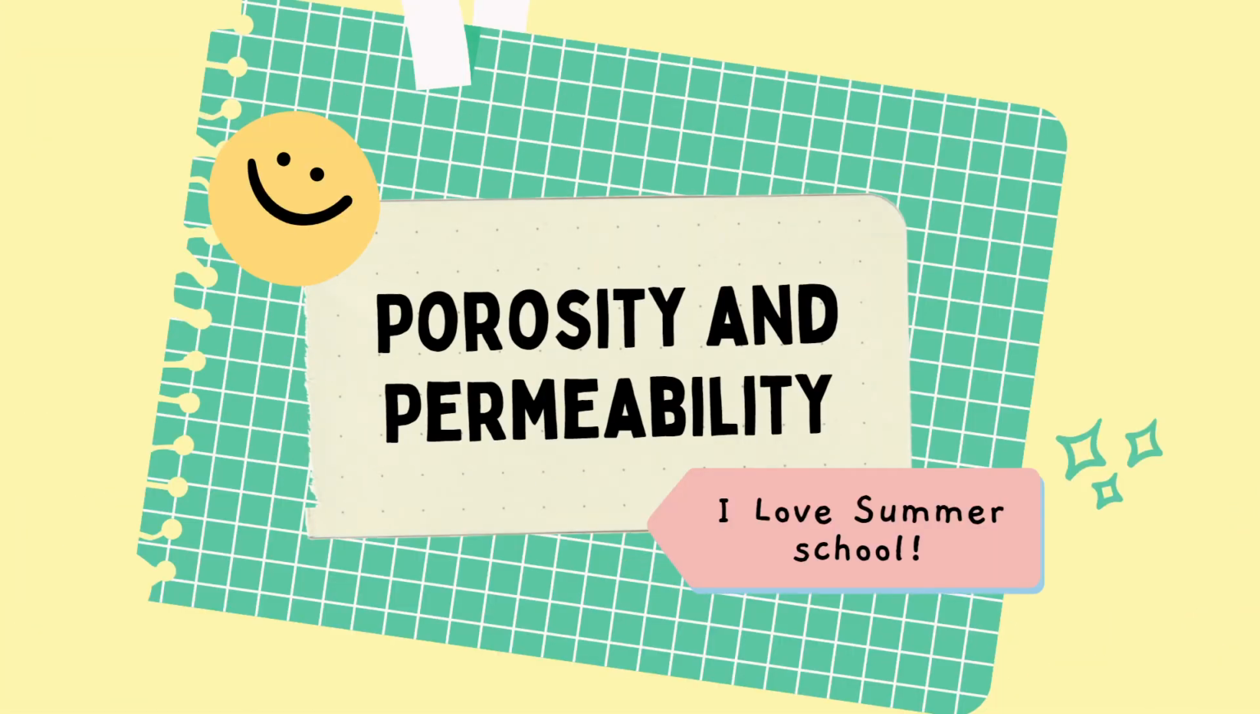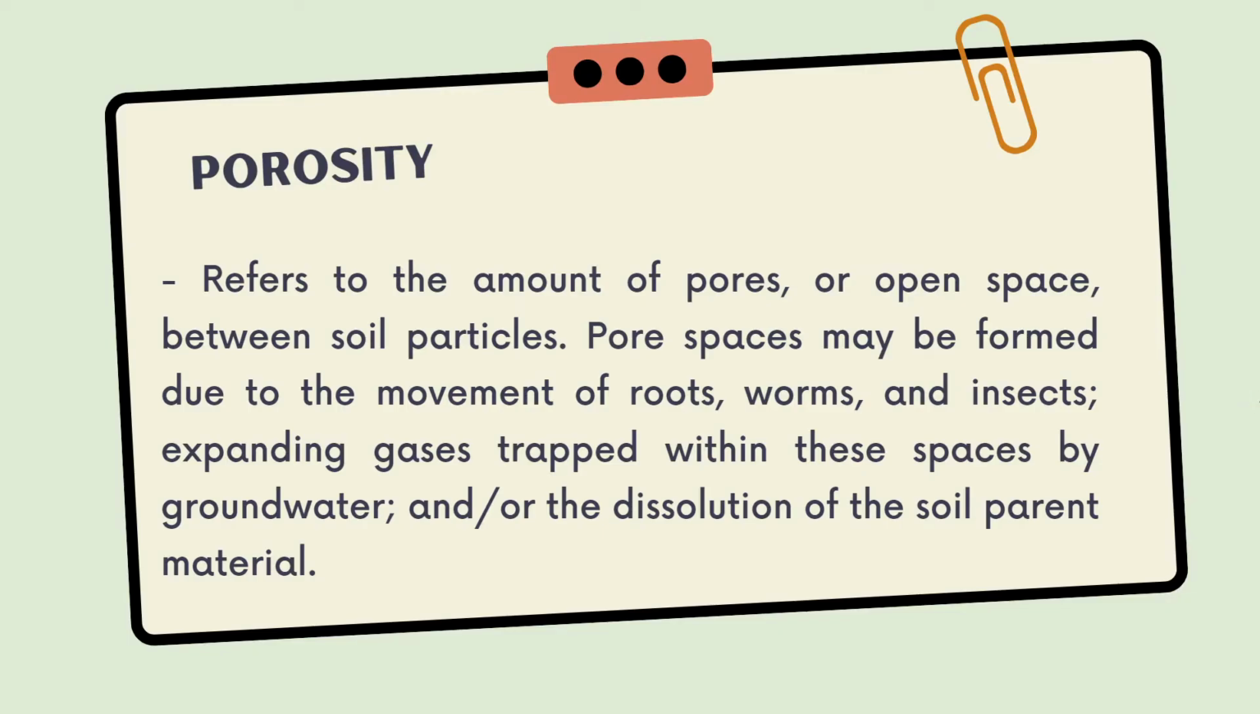Next, porosity and permeability. So, what is porosity? Porosity refers to the amount of pores or open space between the soil particles. Pore space may be formed due to the movement of roots, worms, and insects, expanding gases trapped within this space by groundwater, and or the dissolution of the soil parent materials. So, porosity is the open space between soil particles. It is formed when roots, worms, and insects move, and the gases expand, then get trapped within the space by groundwater.